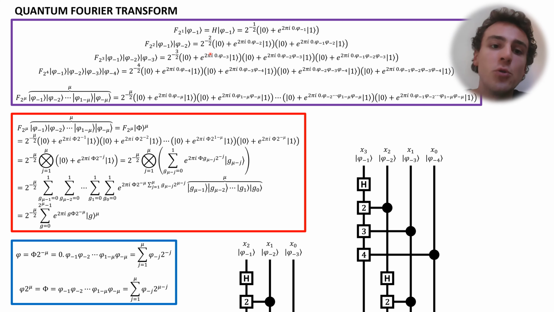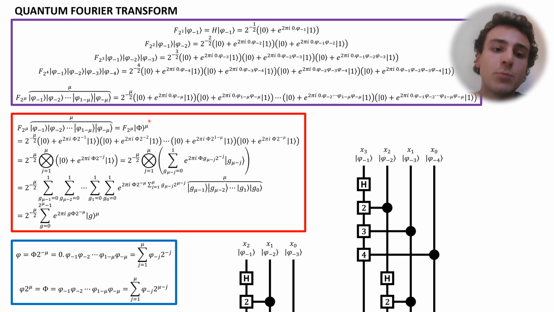We've seen it for 2, 3, 4, and then mu qubits, where mu is a positive integer larger than 4. So that is the pattern that we have illustrated using this tensor product definition of the quantum Fourier transform. Let's move over to the red box. The red box shows us this same action of the quantum Fourier transform.